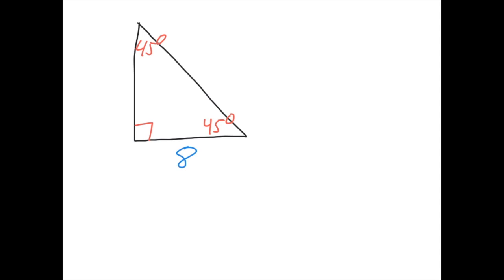Here we have 8 as the leg, so the other leg is also going to be 8. And the hypotenuse is going to be 8 times the square root of 2. Again, easy enough.